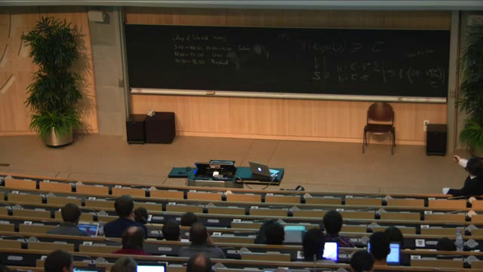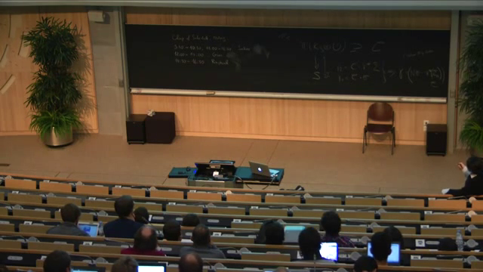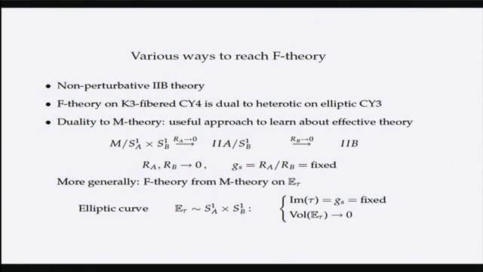So more generally, if this T2 is not just S1 times S1, but some general elliptic curve, E tau, with some complex structure modulus tau, then the limit from F theory to M theory is that M tau is GS, right? That's from here. That's fixed, but the volume of this elliptic curve goes to 0. Okay, so this is essentially the bulk physics for the description of F theory in terms of different approaches.